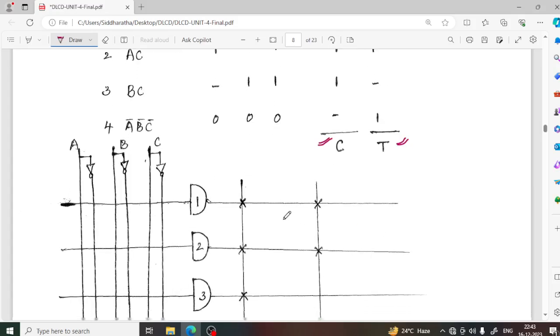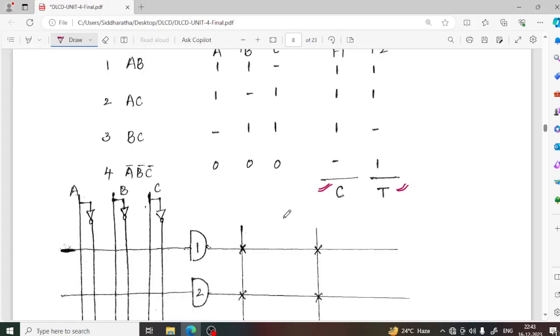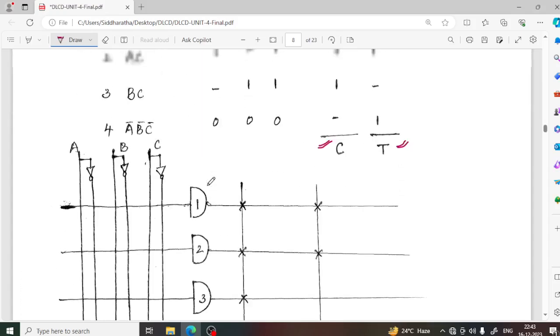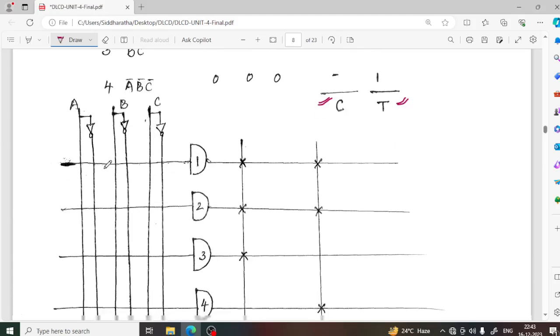Here how many AND gates are required, how many distinct product terms are there? 4 product terms are there. That's why you consider 4 AND gates. How many inputs are there? 3 inputs are there, A, B, C. So 6 lines you have to draw: 3 lines for normal A, B, C and 3 lines for complementary inputs A bar, B bar, C bar. Then draw one horizontal line which joins all 6 vertical lines, right?